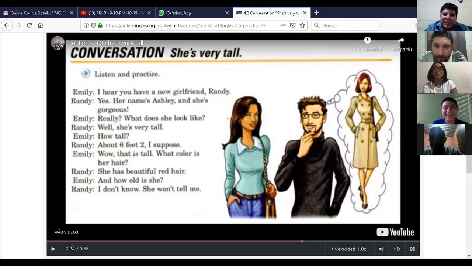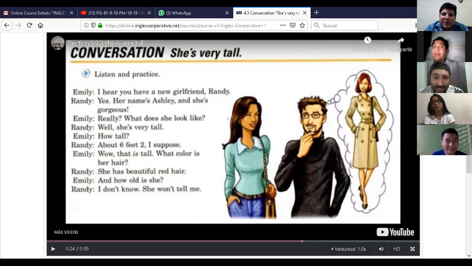I heard you have a new girlfriend, Gio. Oh. Yes. Ashley, and she's gorgeous. Really? What does she look like? Well, she's very tall. How tall? About 6 feet 2, I suppose. Wow, that is tall. What color is her hair? She has beautiful red hair. And how old is she? I don't know. She won't tell me.